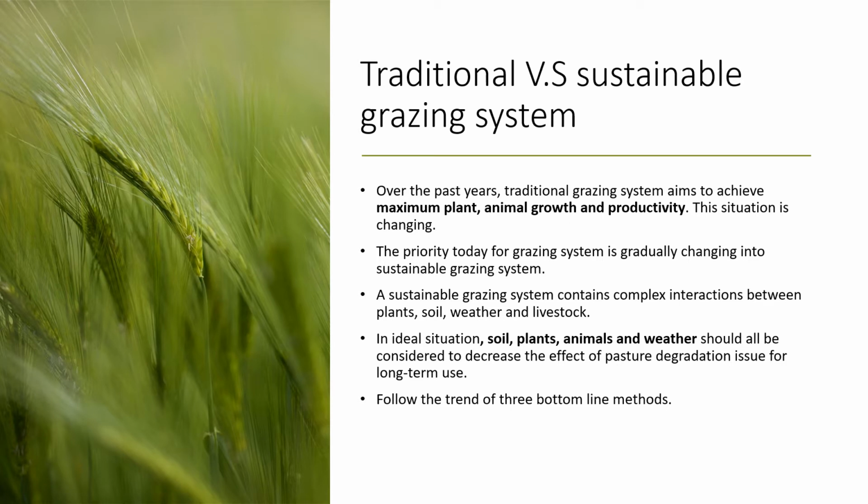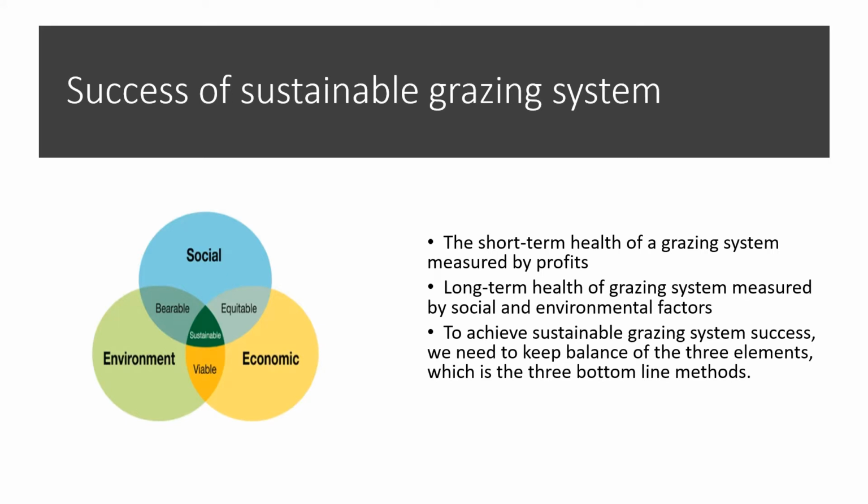And also it should follow the triple bottom line method. The success of a sustainable grazing system can be explained under the triple bottom line method. From this picture, we can see that there are three elements: the social, environmental, and economic. They are integrated with each other. The short-term health of the grazing system is measured by profits, which belong to the economic element. The long-term health of the grazing system is measured by social and environmental factors. To achieve a successful sustainable grazing system, we need to keep a balance of the three elements.